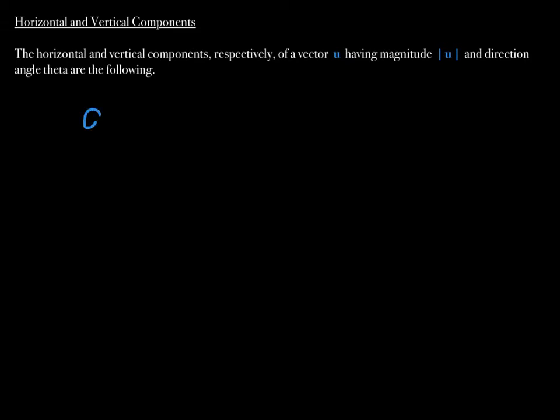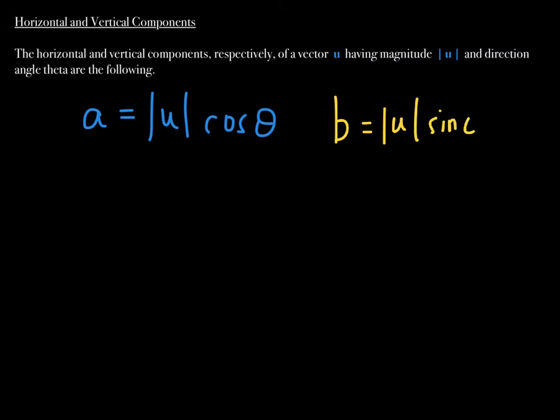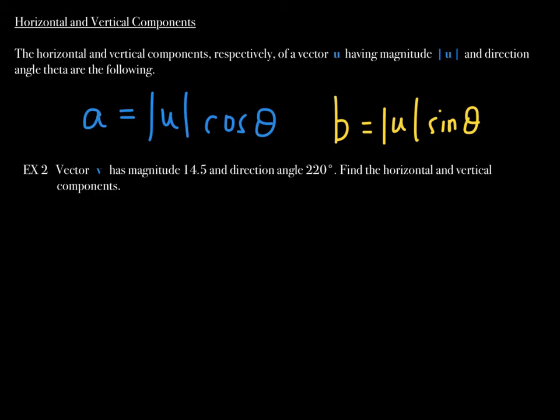A, which is your horizontal component, is the product of the magnitude of your vector and cosine of angle theta, which is your direction angle. While B, your vertical component, is the product of the magnitude of the vector and sine of the direction angle. Okay? Check this out. Vector V has magnitude 14.5 and direction angle 220 degrees. Find the horizontal and vertical components.